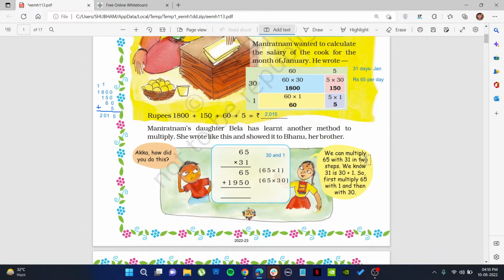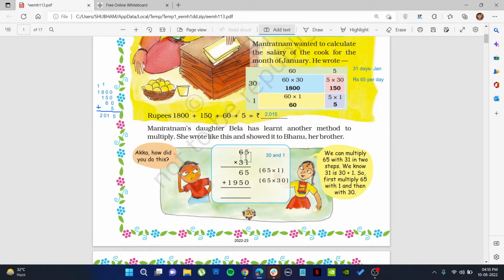Here it is also given, we can multiply 65 with 31 in 2 steps. We know that 31 is 30 plus 1. So first multiply 65 with 1 and then with 30. So here also we did the same thing. We know that 31 comprises 30 and 1. So initially we will be multiplying 65 with this 1 and we'll be writing this answer here. And after that we need to multiply 65 with this 30.